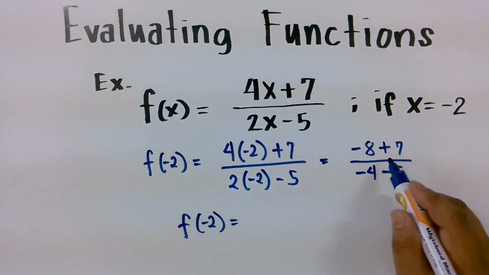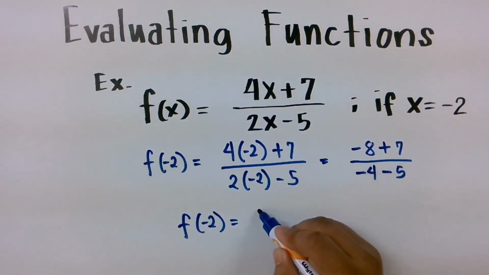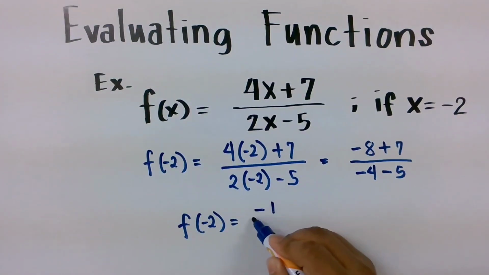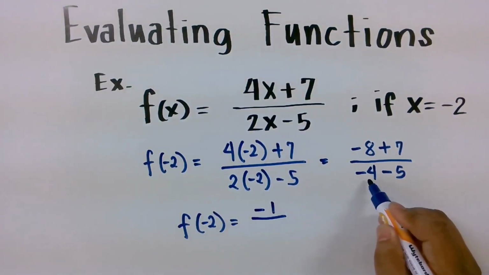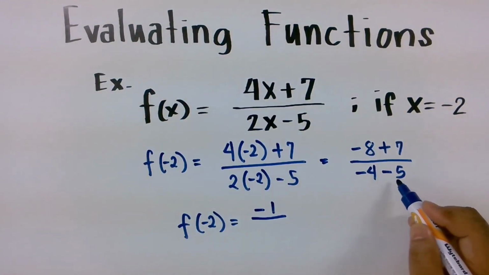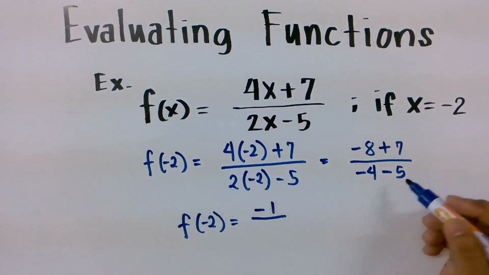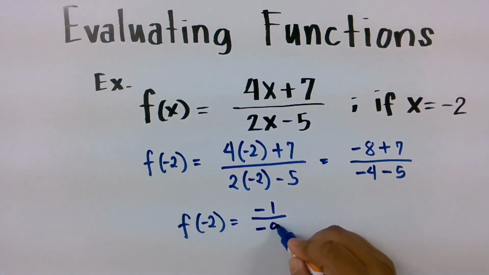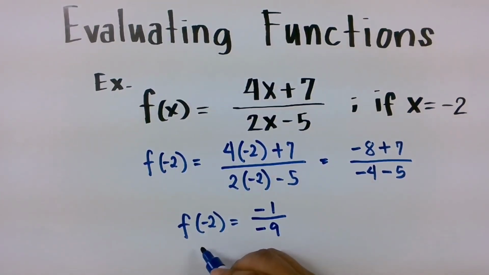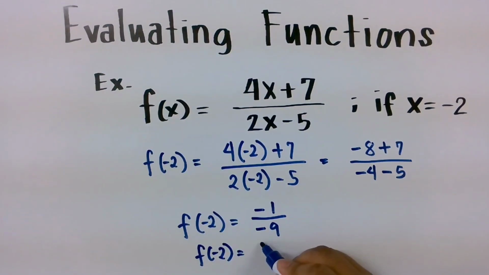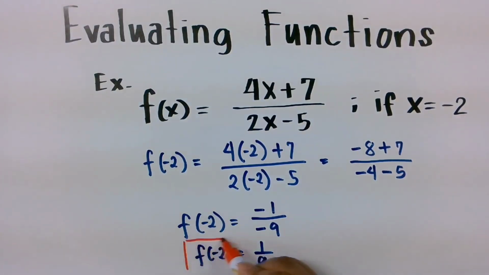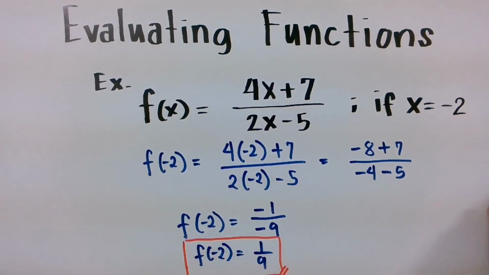So 8 minus 7 is negative 1. Okay, and negative 4 and negative 5, so like sign, we will add and copy the sign. So negative 9. Okay, so our f of negative 2 could be in this way, 1 over 9. Kasi pareho sila ng sign, so it's going to be positive. Alright, so there you have it. Our f of negative 2 equals 1/9.